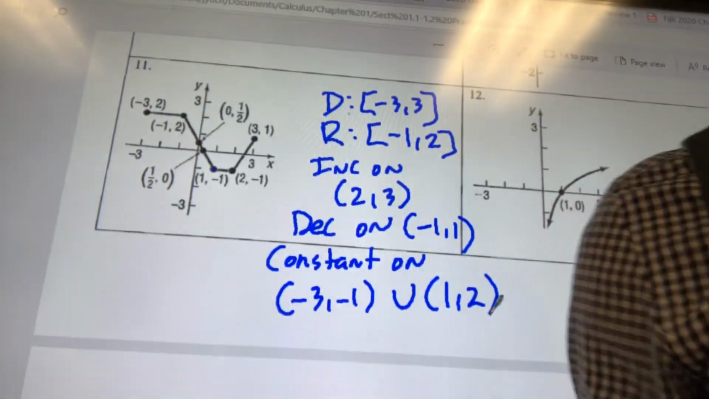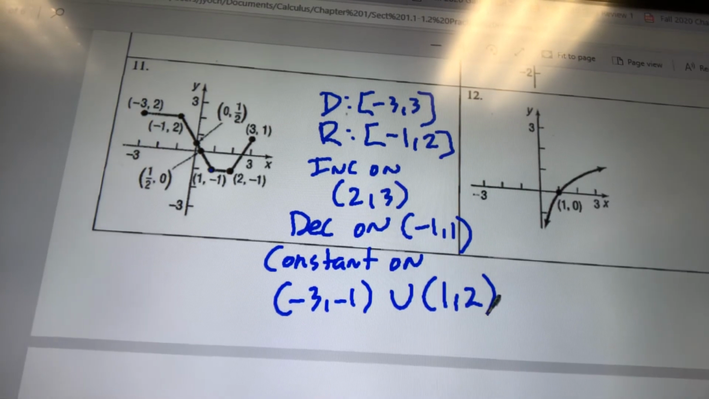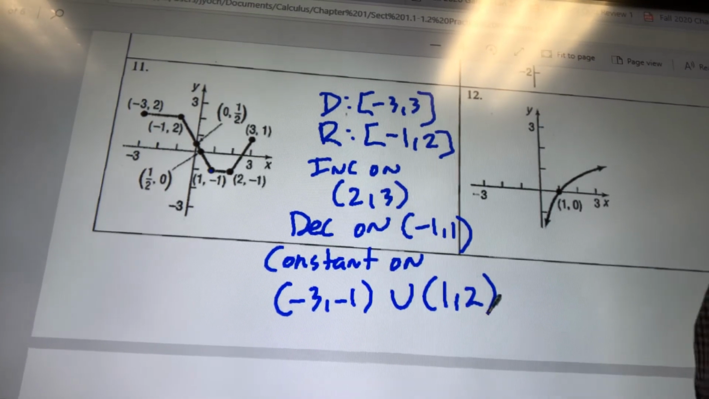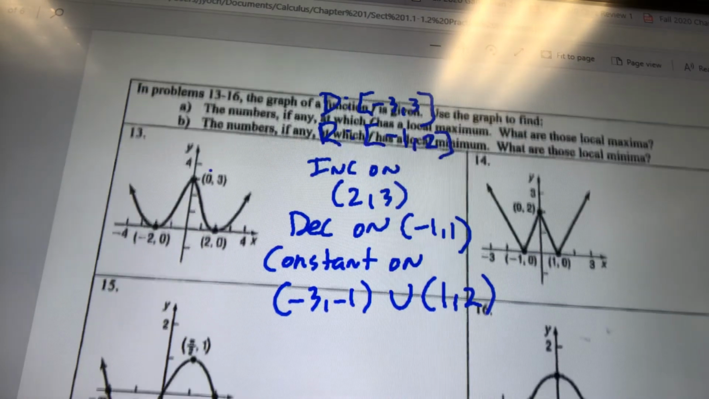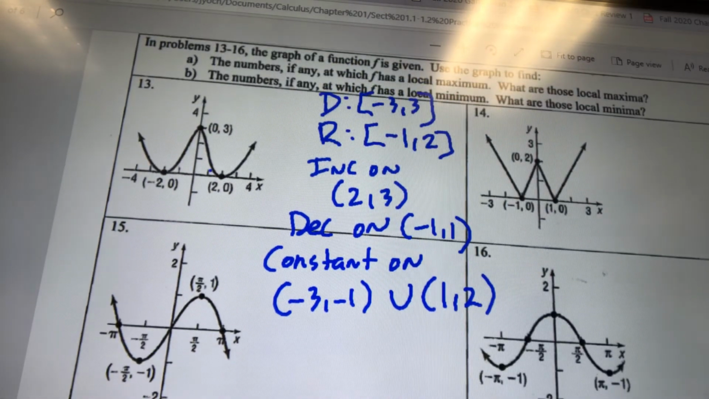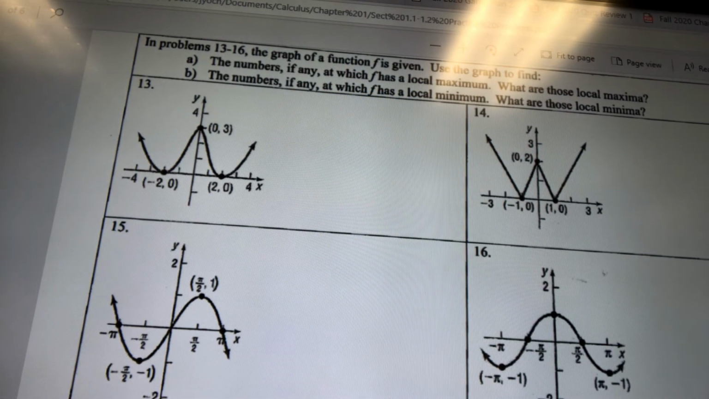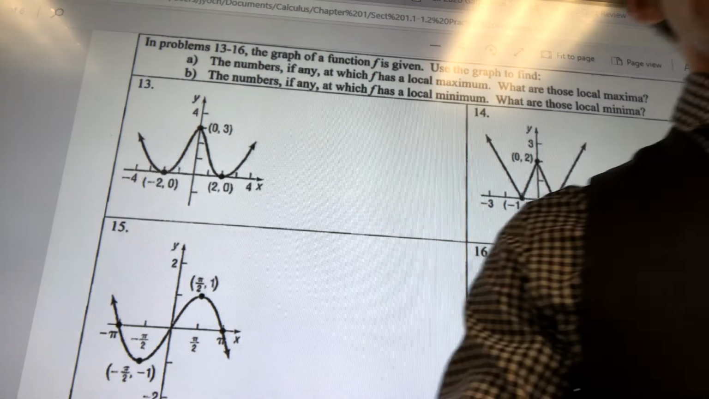All right, that's how we handle those graphs there. Let's see if we want to talk about one more on the very last page. Let's look at 13 and 15 on the very last page. And then I'll make another little video to say that section 1.1 is done. We'll start with section 1.3 on Thursday. Okay.